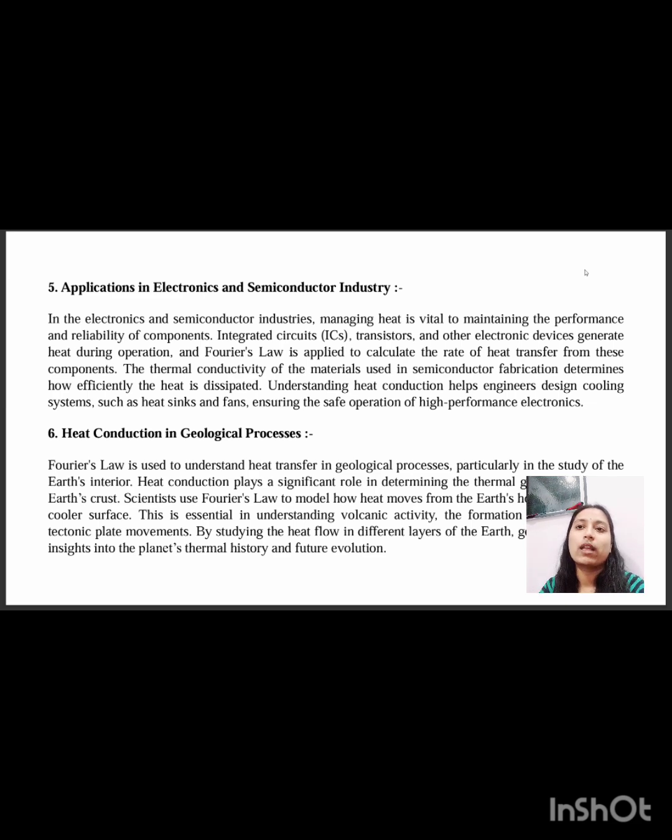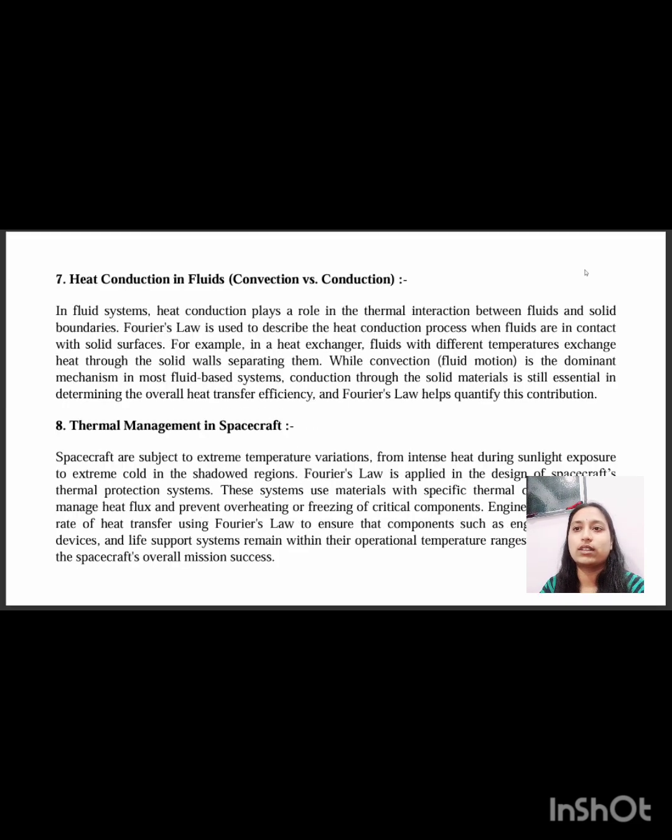Seventh one, heat conduction in fluids, like convection and conduction. This is about the relation between convection and conduction. In fluid systems, heat conduction plays a role in the thermal interaction between fluids and solid boundaries. Fourier's law is used to describe the heat conduction process when fluids are in contact with a solid surface.